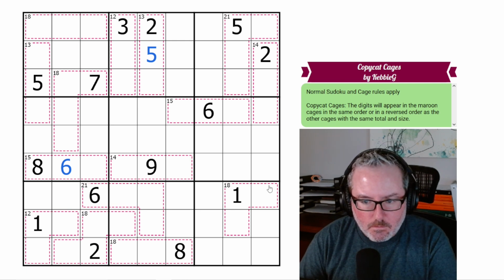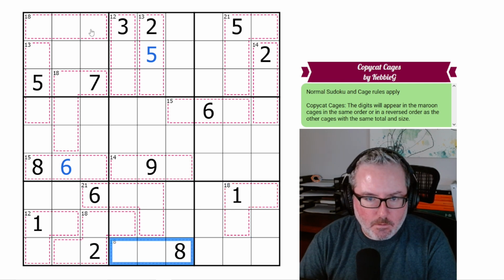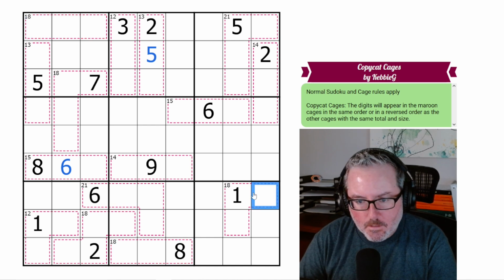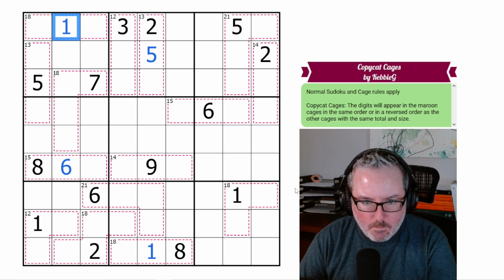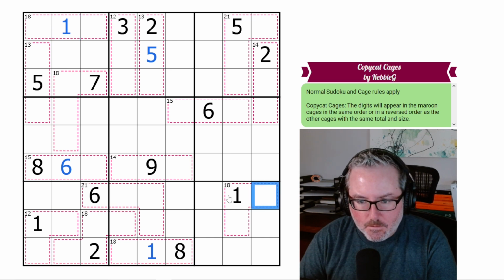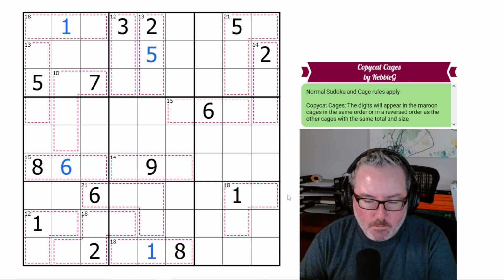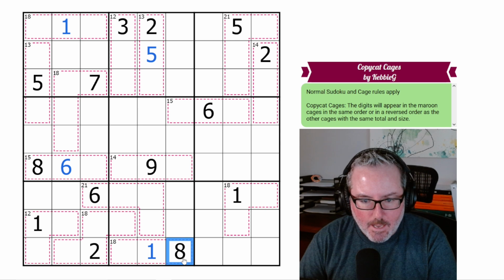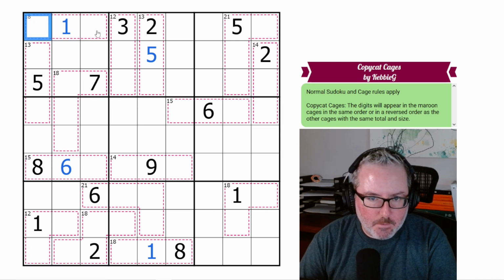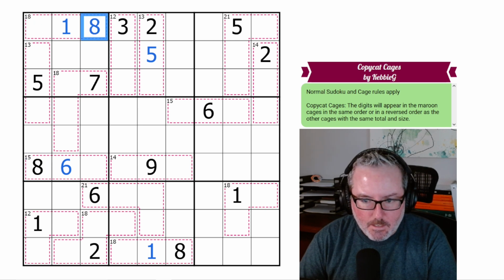And also our 18 cages where we have the 3 cells. Now this is the middle cell, so it looks like this would have to be a 1 and this would have to be a 1 because this is the middle cell of 3 cells. So the middle cell in an 18 3-cell cage would always be the same. Now we can also look at this 18 cage up here and say, well, there has to be an 8 on one side of them, but there can't be 1 here because of Sudoku. So this would end up being the 8.